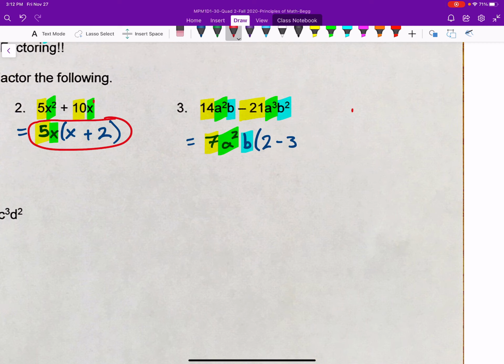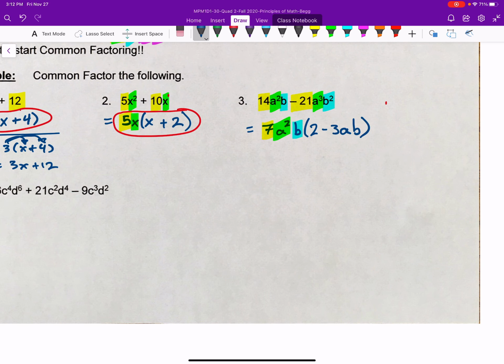And then I'm going to divide a to the 3 by a squared. And if I subtract the exponents, 3 minus 2, I get 1. So I'll have a to the 1, or just a. And then I'm going to divide b squared by b. So again, if I subtract the exponents, 2 minus 1 is 1, and I don't need to write the exponent down, so it would be 3ab. So I've got my GCF on the outside. I've got the remainder, after I've done the division, on the inside.